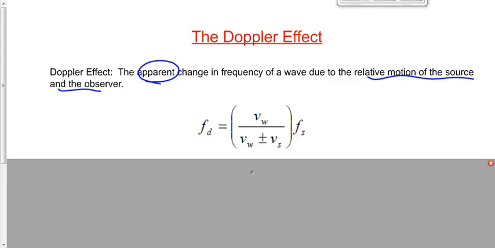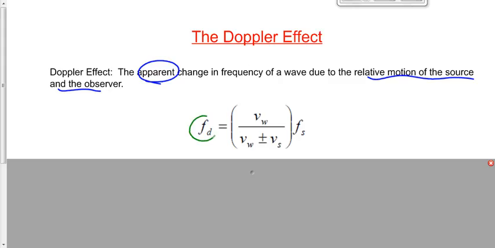Oh my goodness. We have, as our last equation for Physics 20, a pretty ugly looking equation. fD is equal to vw over vw plus or minus vs times fs. First of all, let's identify what all those variables mean, and then we'll talk about the whole plus and minus and so on.